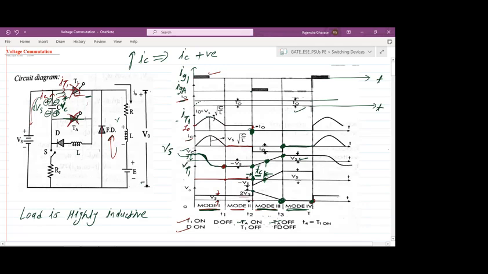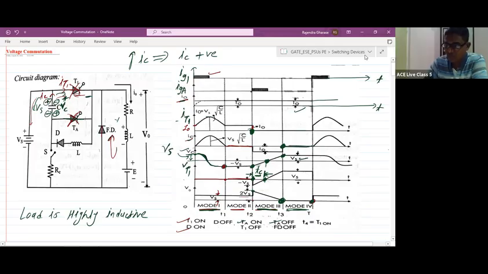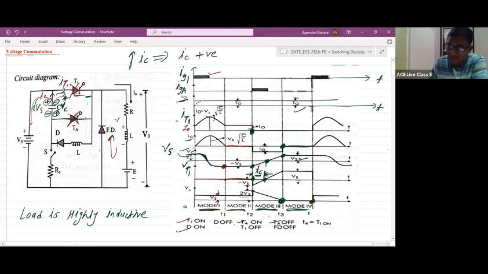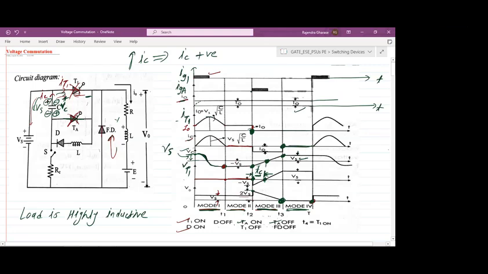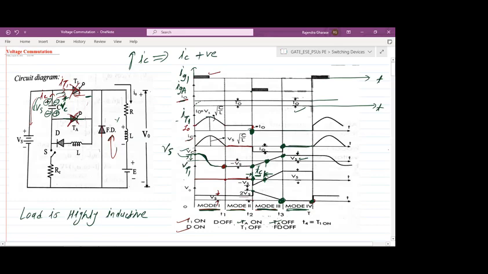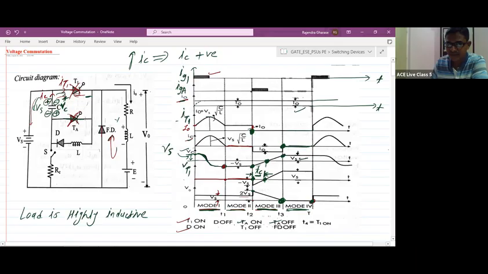Sir, after mode 1 operation, the theory of tank circuit is happening. At the time of mode 1 operation also, the capacitor is in series with the inductor. How will the capacitor voltage Vc be during mode 1, not after mode 1?